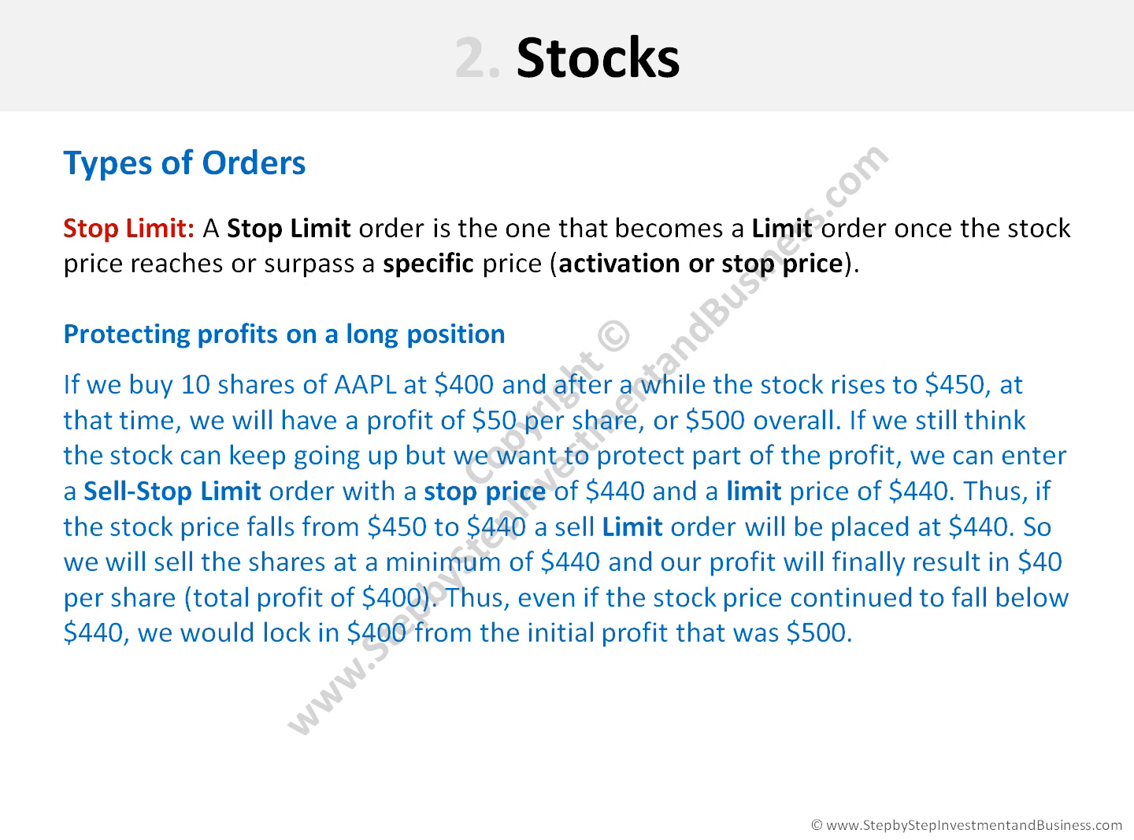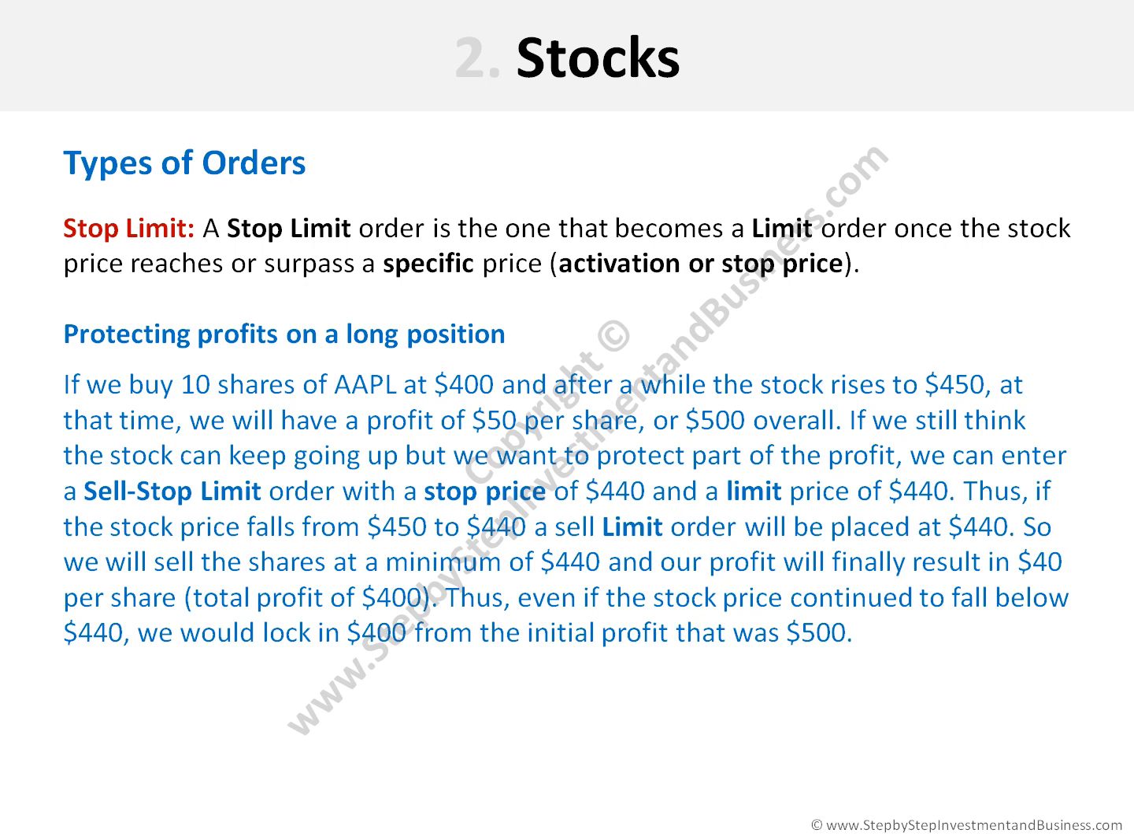If we still think the stock can keep going up, but we want to protect part of the profit, we can enter a sell stop limit order with a stop price of $440 and a limit price of $440. It is important to mention that both the stop price and the limit price may be the same. Thus, if the stock price falls from $450 to $440, a sell limit order will be placed at $440. So we will sell the shares at a minimum of $440, and our profit will finally result in $40 per share, that is, a total profit of $400.